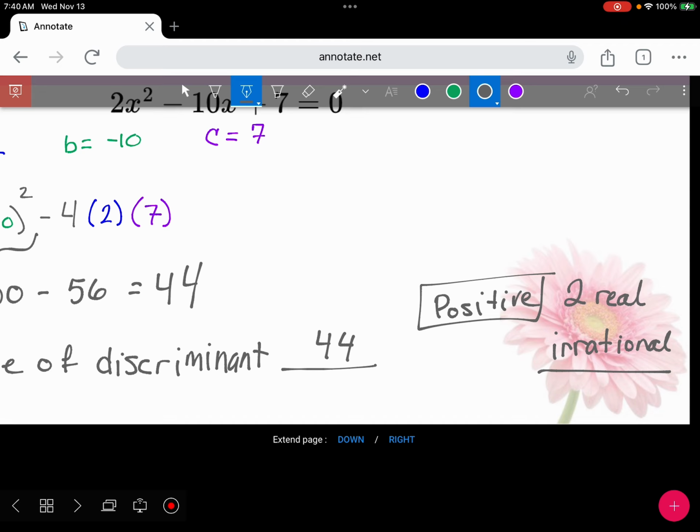Okay, questions on this one? We're going to practice this a couple of times.